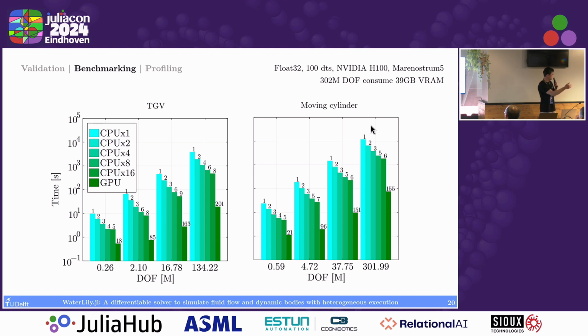So this is in millions. For the moving cylinder, we go up to 300 million cells that we can fit in a single GPU, which only consumes, for this single precision, like 39 gigabytes of memory. So we have a pretty good footprint, I think. And the speedups we get are up to 200 times for the Taylor-Green vortex, or 155 for the moving cylinder. So that minimal change we did in the macro allowed us to get these crazy speedups, which is pretty good.